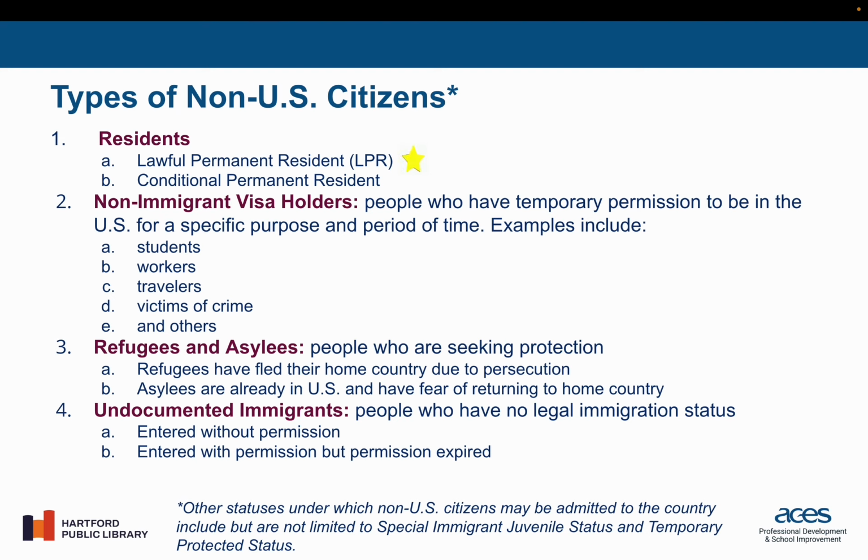Non-immigrant visa holders are people who have temporary permission to be in the United States due to meeting certain specific conditions. Non-immigrant visa holders include students enrolled in U.S. programs, workers completing projects for U.S. employers, and travelers through the United States who do not intend to remain in the country on a permanent basis. These and other non-immigrant visa holders are given permission to be in the United States for a specific purpose and period of time.